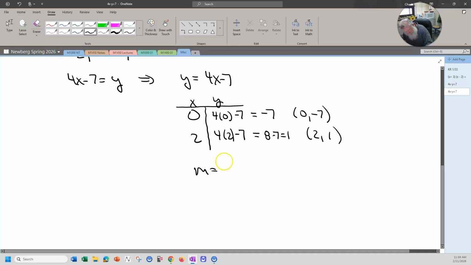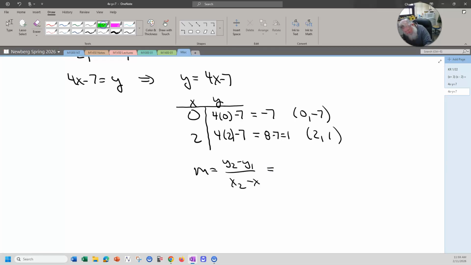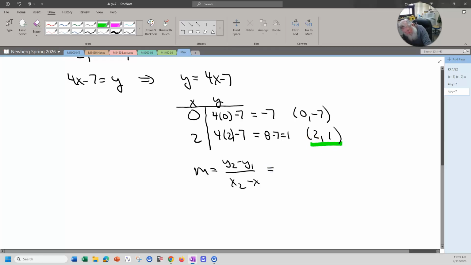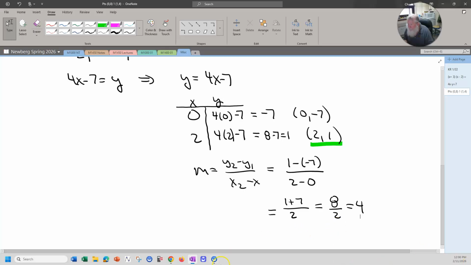The slope is the difference in the y's over the difference in the x's. So we'll call this point (x2, y2). The difference in the y's is going to be 1 minus a minus 7. The difference in the x's is going to be 2 minus 0. Minus a minus becomes plus. That becomes 1 plus 7 in the numerator over 2 in the denominator. 1 and 7 is 8, and 8 over 2 is 4. So the slope of this line is 4.